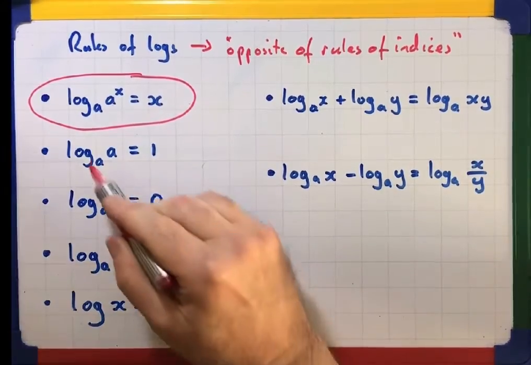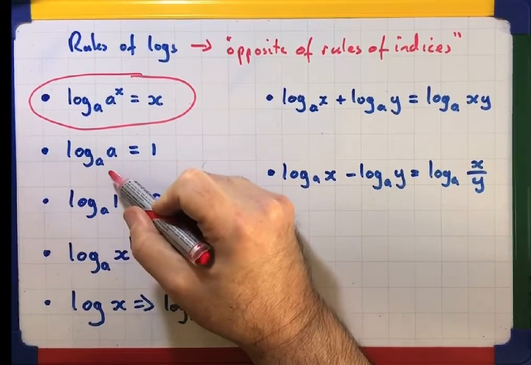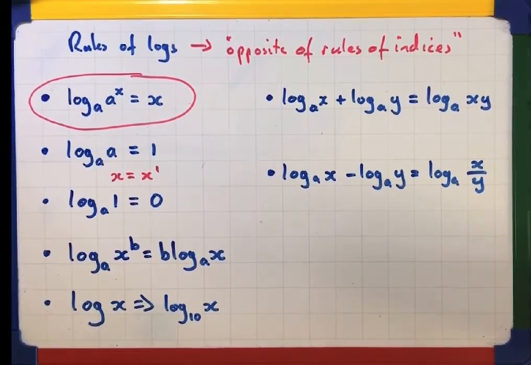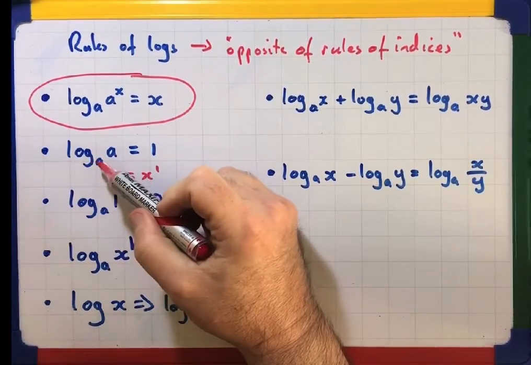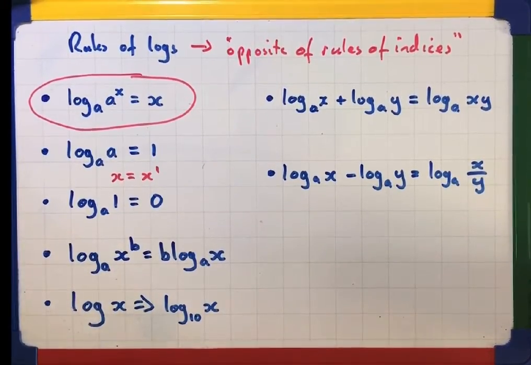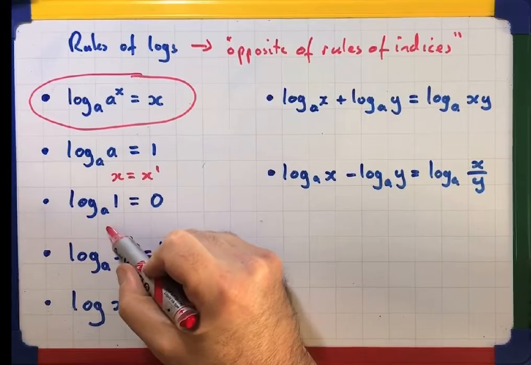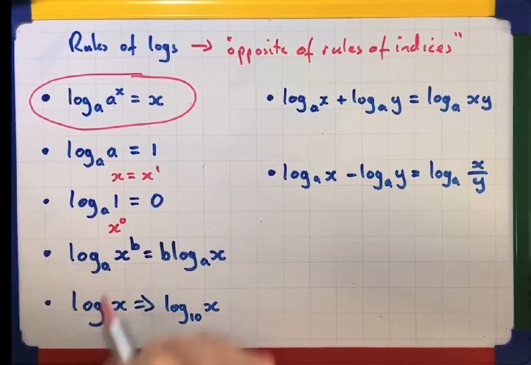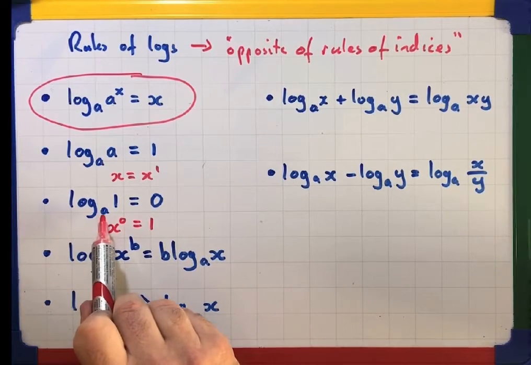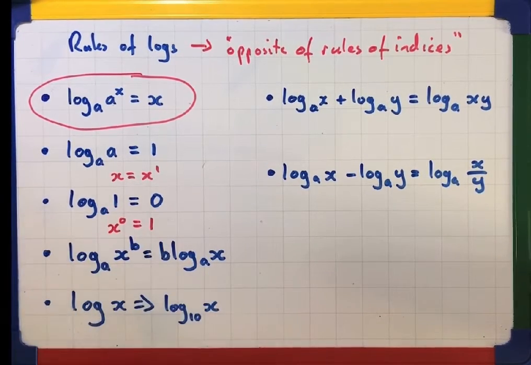But if we look at the second one, you know how x stands for x to the power 1? Well, log to the base a of a is just 1. That's like the opposite of that one. Similarly, you know how anything to the power 0 is 1? Well, log to any base of 1 is just 0.